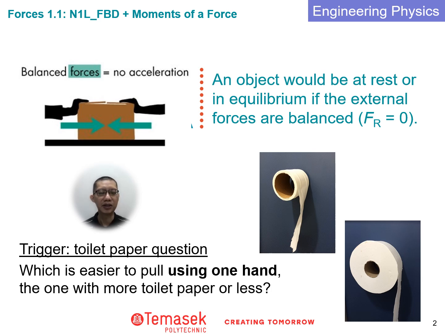What is the explanation? This ties to the concept of inertia. Inertia is the resistance of an object to a change in its state of motion, and it depends solely on the object's mass. A roll with more toilet paper has greater mass, which means it has greater inertia. As a result, it resists motion more than the roll with less toilet paper. Therefore, less force is required to pull the roll with less toilet paper, making it easier to pull.